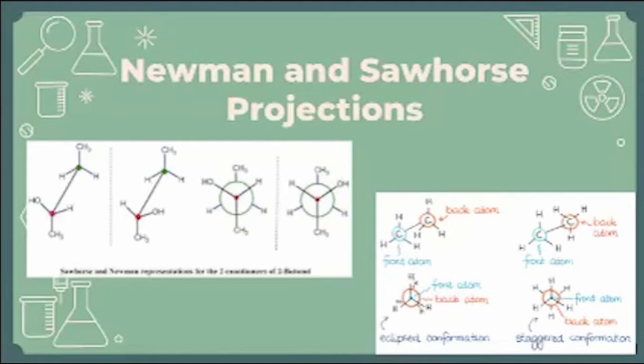Now, the Sawhorse projection, or the one that looks like a line, is the display of a molecule from an angle that shows the carbon-carbon bond at the middle of the molecule and can be drawn in the eclipsed or staggered conformation.